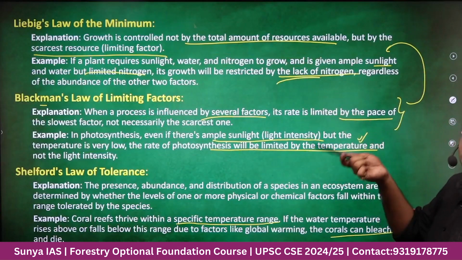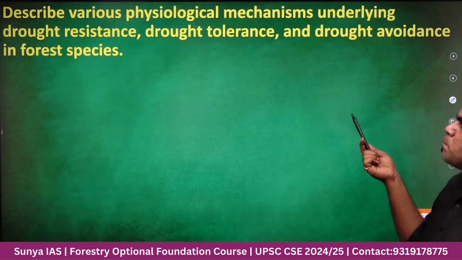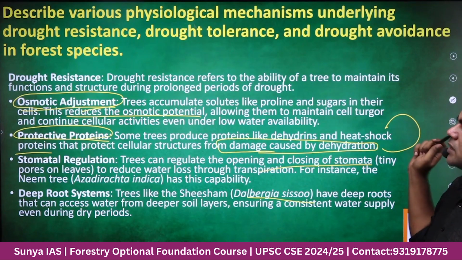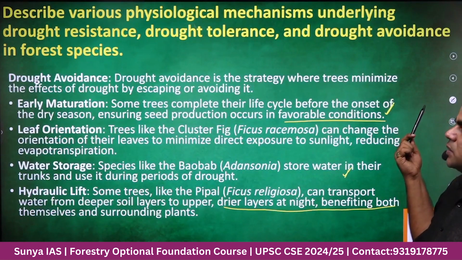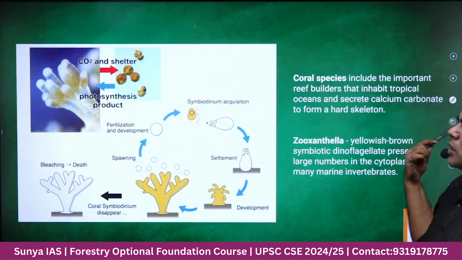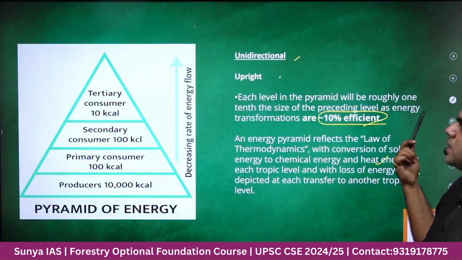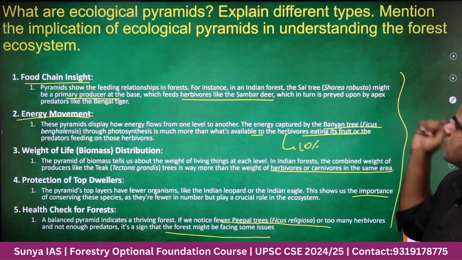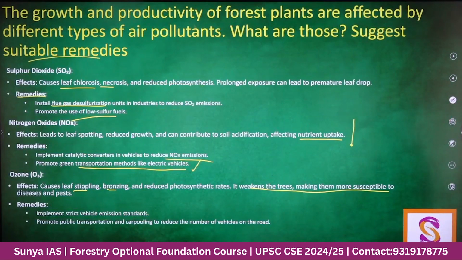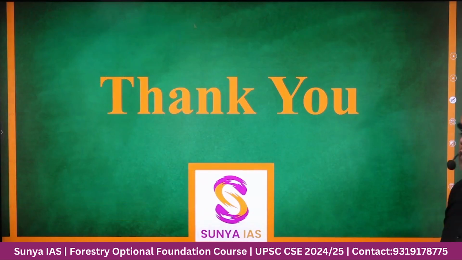And these 3 rules are also not very difficult to understand. Then we saw physiological mechanisms for drought resistance, tolerance, and drought avoidance. These things we had already seen. Population interactions, positive, negative, with a lot of examples. Pyramids, a previous question on pyramids. How do they help you understand the forest ecosystem? Growth and different types of pollutants, etc. So this is where we end.